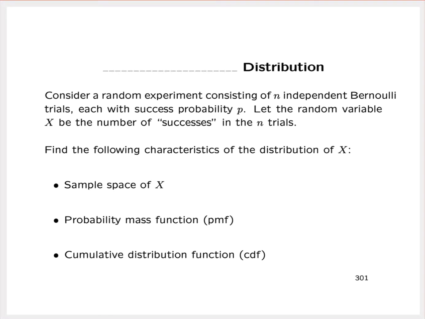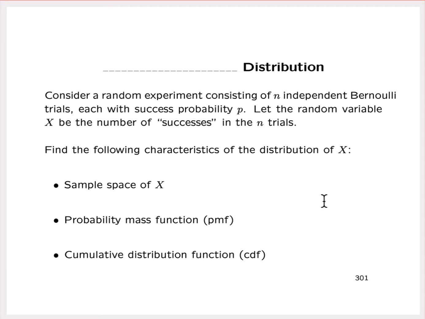Now here's a description of the next special distribution we're going to look at. Consider a random experiment consisting of n independent Bernoulli trials, each with success probability p. Let the random variable X be the number of successes in the n trials. So this is a generalization of the Bernoulli distribution, where in that situation we looked at only one trial. Here we've got n independent trials, and X is counting the number of successes in those n trials.